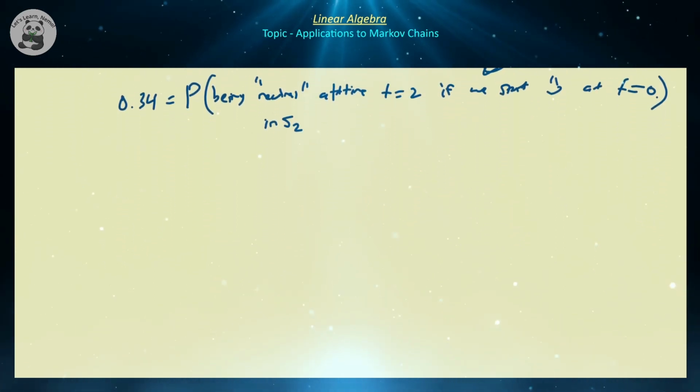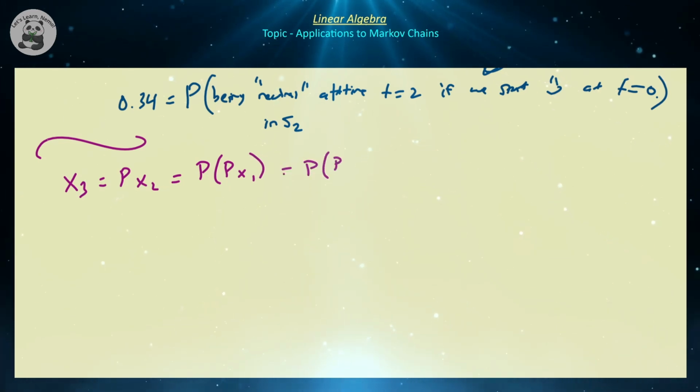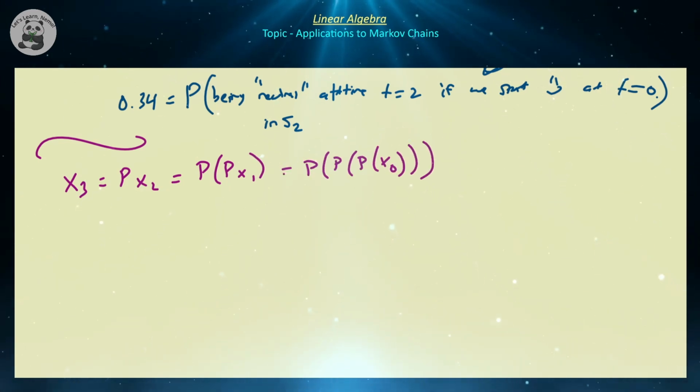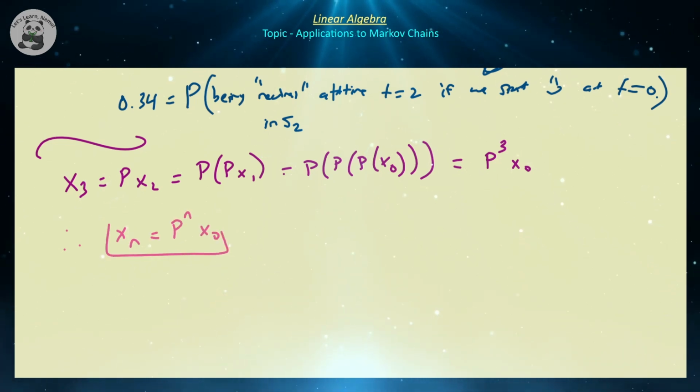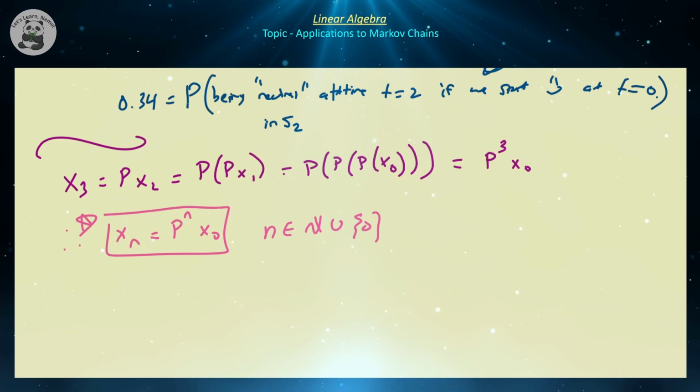Okay, so let's see if we can generalize this. Obviously x3 will be equal to p times x2, which will be equal to p times p times p times x0. So using mathematical induction, you should be able to see a very nice pattern here. In particular, xn is going to be equal to p to the power of n times x0. P is a square matrix, so exponentiation is clearly well defined, provided that n is a natural number or even 0. That's a very important thing, and pretty easy to see here.